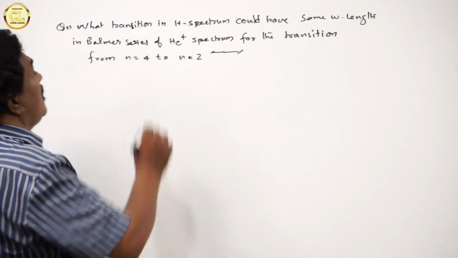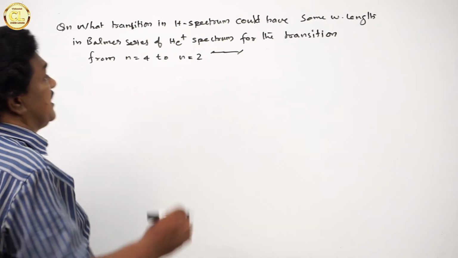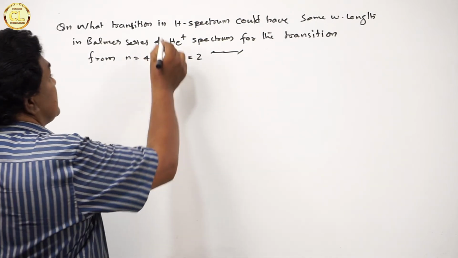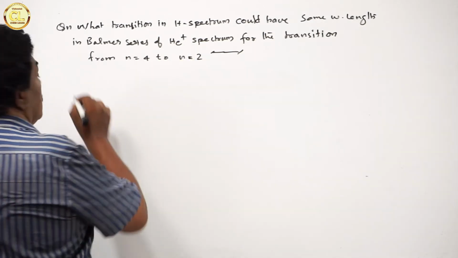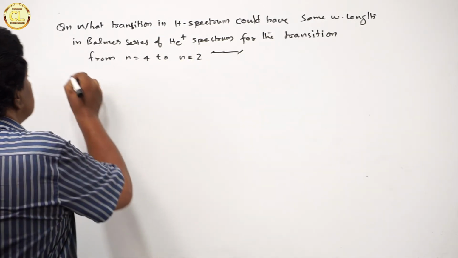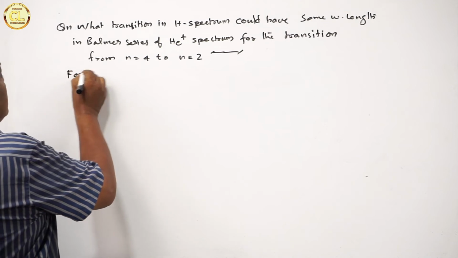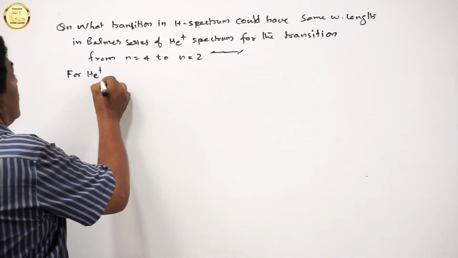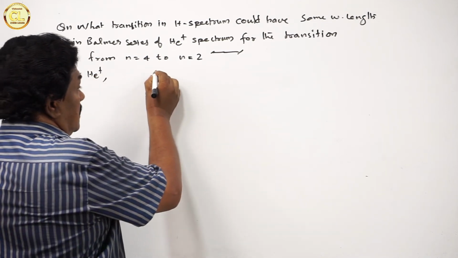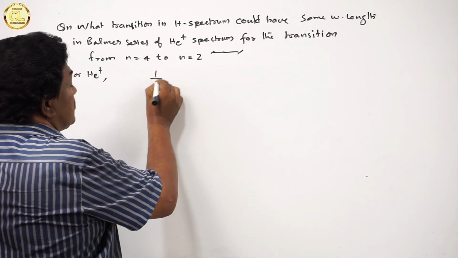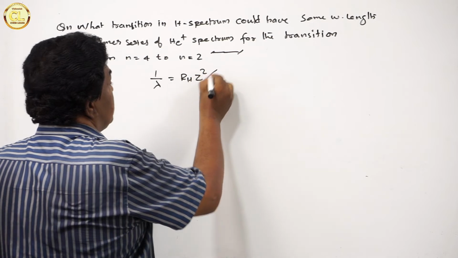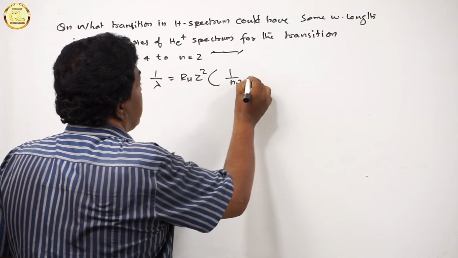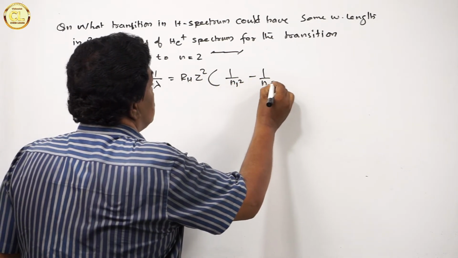First of all, we are going to find the wavelength of the transition in He+ spectrum. For He+, the Rydberg relationship is 1 by lambda is equal to RH into Z squared into 1 by N1 squared minus 1 by N2 squared.